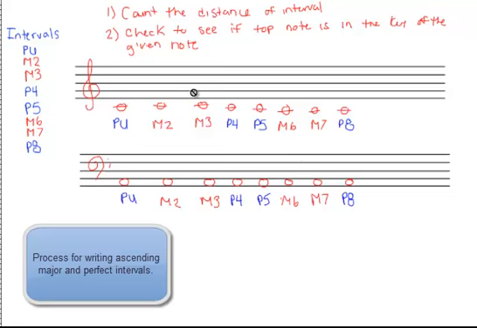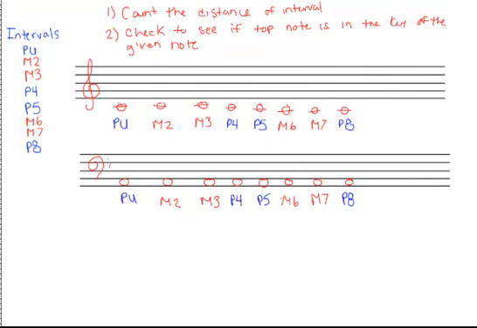Okay, so our first step involves counting the distance of the interval up from a given note. So for a perfect unison, that is as simple as repeating the note. For our major second, we have to count up a second. So you start on the same note, so 1, 2. Always include the given note in your counting. So major second would be C to D. Major third, 1, 2, 3, C, D, E. So you can write in the E above that.